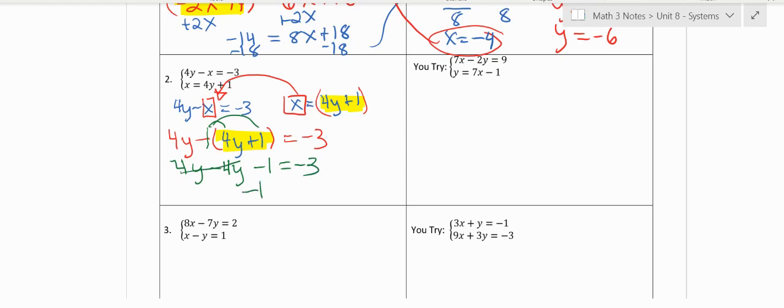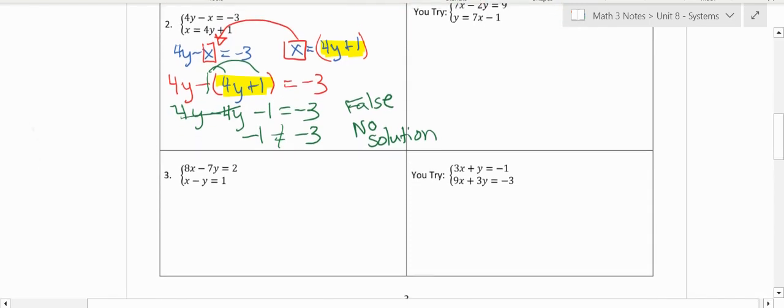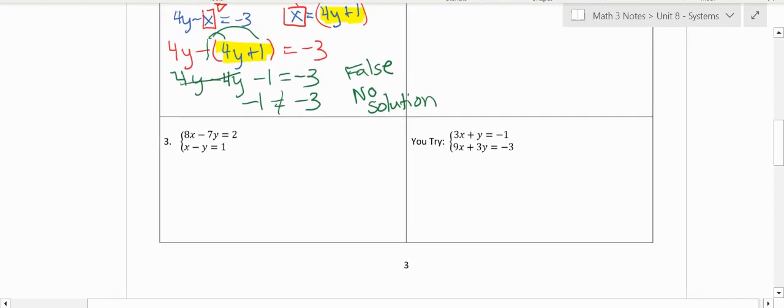These cancel out. We get negative 1 equals negative 3. This is a situation where our variables are no longer there. We get a numerical statement that's false because negative 1 does not equal negative 3. So what that means, this is actually a no solution. So anytime all your variables cancel out, but it's something that doesn't make sense, it's going to be a no solution.